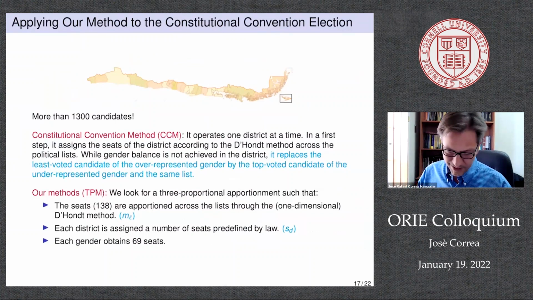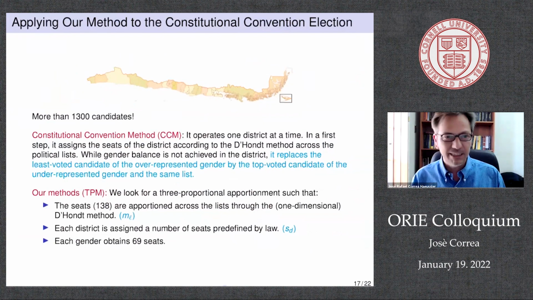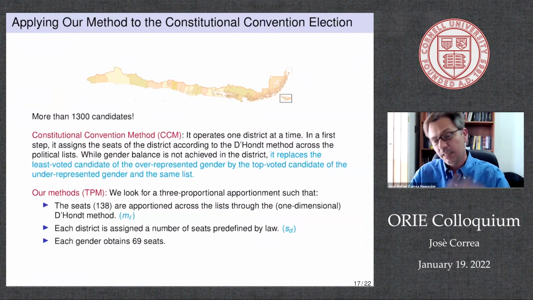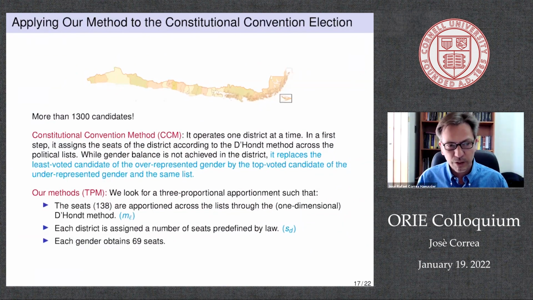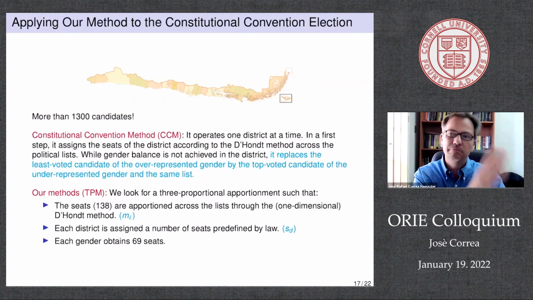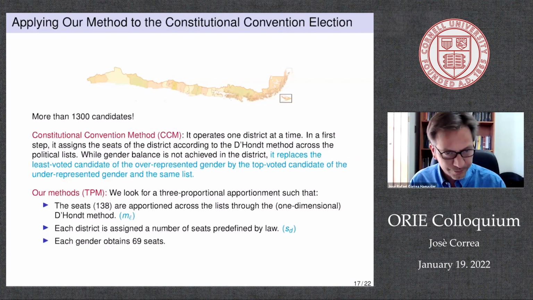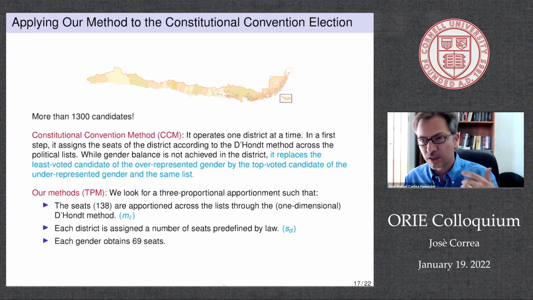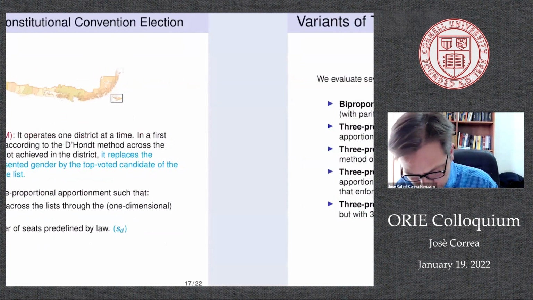Now, this was a crazy election with many candidates. Many organizations came with their candidates, which were not political, but they were organized into lists anyhow. I want to show you some quick results comparing the three proportional methods with the method that was used, which is a standard by-district proportional method. 138 seats in total. The convention is actually 155, but there were 17 seats that were allocated differently. So it's actually 138.